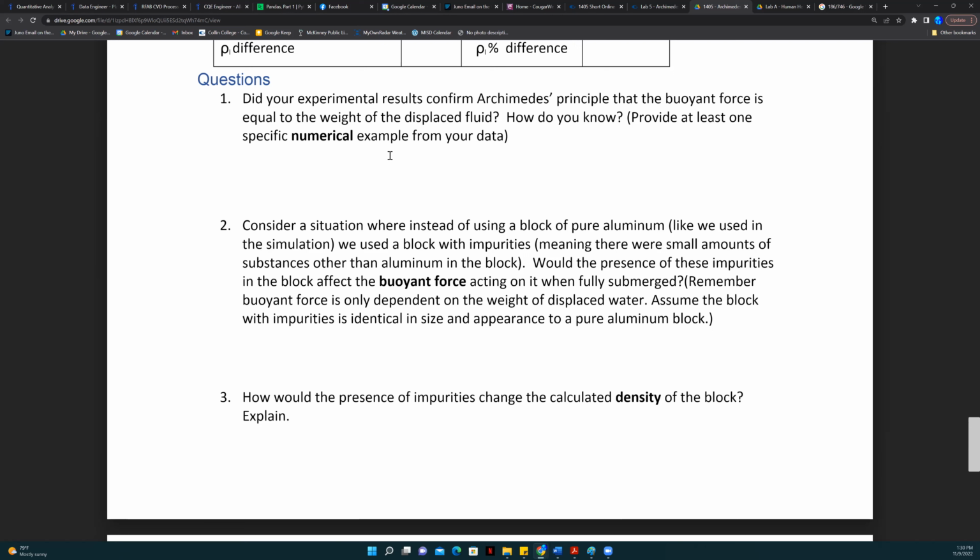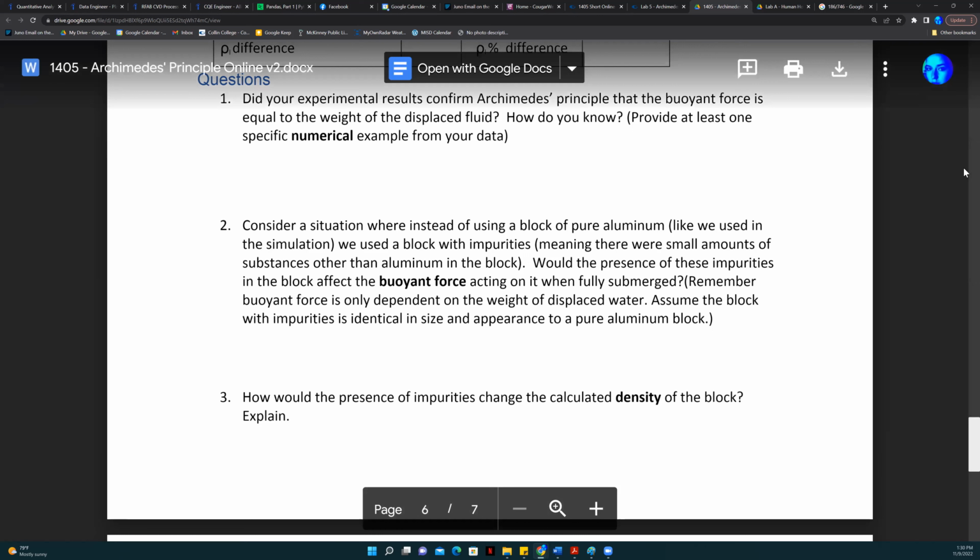So when it says did your experimental results confirm Archimedes' principle that the buoyant force is equal to the weight of the displaced fluid? So I showed you in the little diagram how if you measure in the water and out of the water, the difference is the buoyant force, right? In the lab, you're also supposed to check the weight of the displaced fluid, which has to do with the volume of the object. So you should have two numbers for that, and they should be just about the same. And so that's what you need to do.